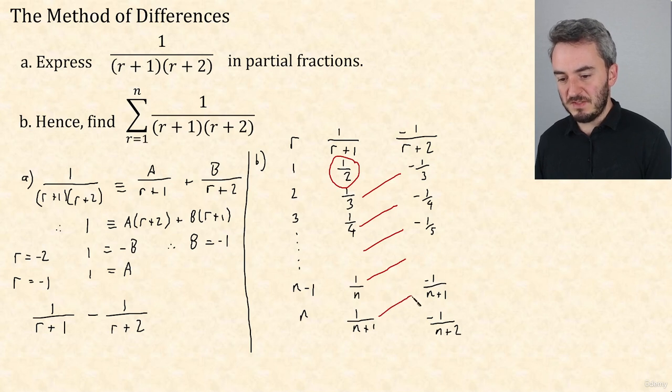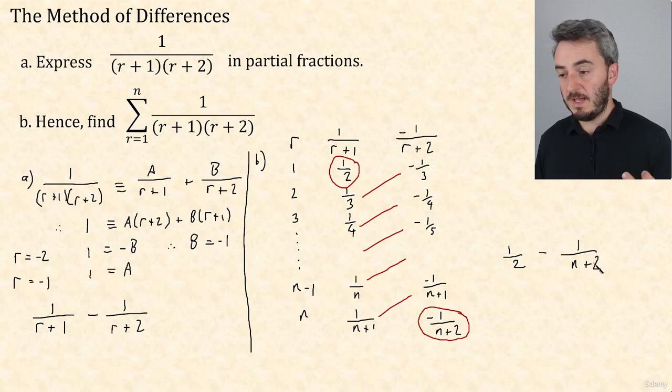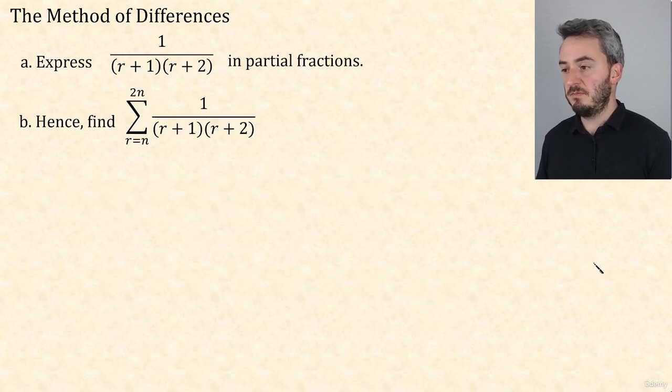So these two cancel, and the only ones that survive are the half and the minus 1 over n plus 2. So that's our answer. The answer is 1 half minus 1 over n plus 2. And there it is, and you can neaten it up if it wants it in a single fraction, but this is totally fine. Okay, a little variation then.